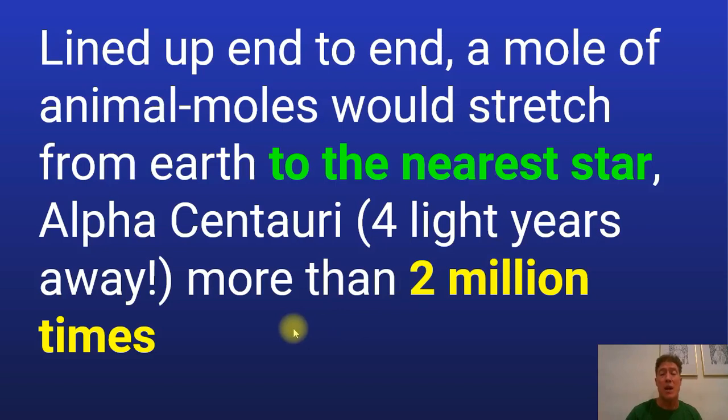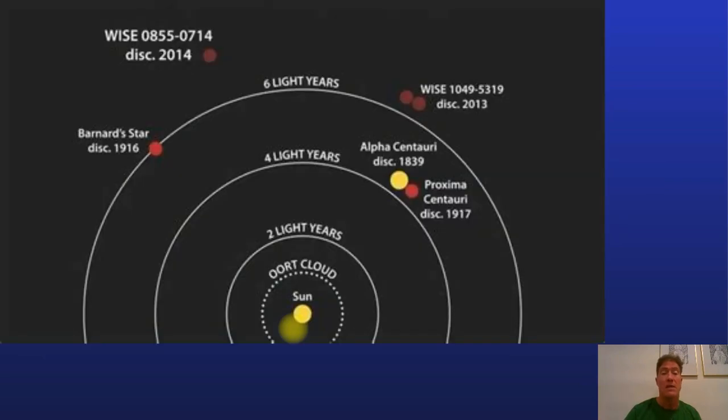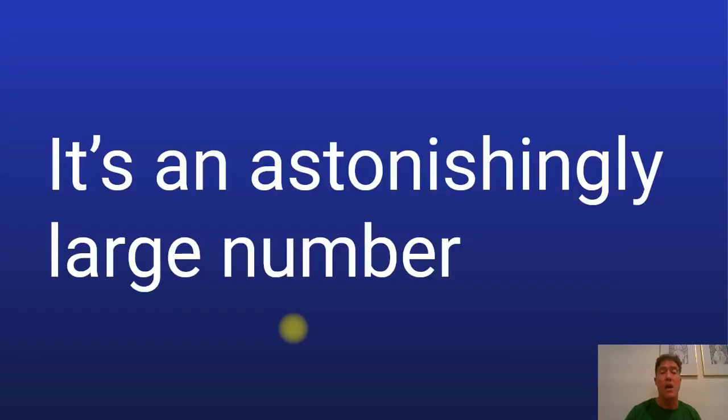That's as far as light can travel in 4 years, and light travels 186,000 miles per second. So it would stretch back and forth between us and Alpha Centauri more than 2 million times. A mole of moles. That's astonishing. It's an astonishingly large number.